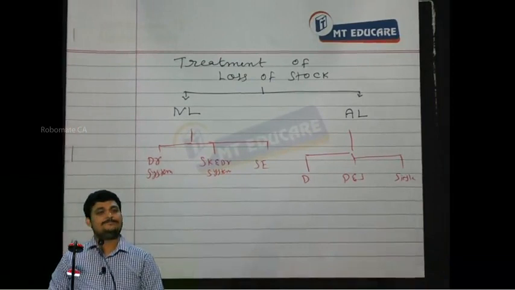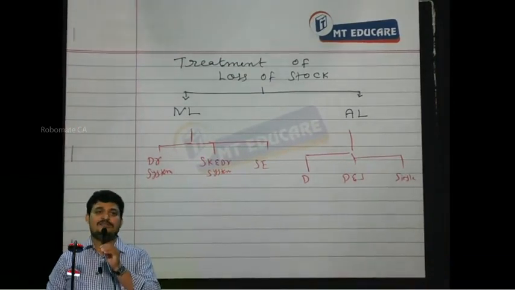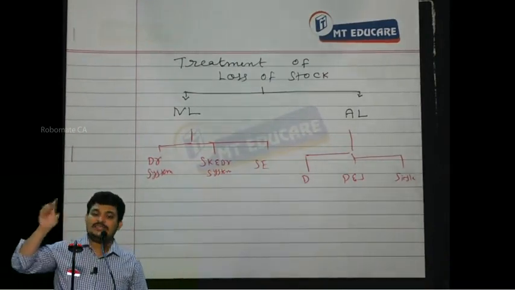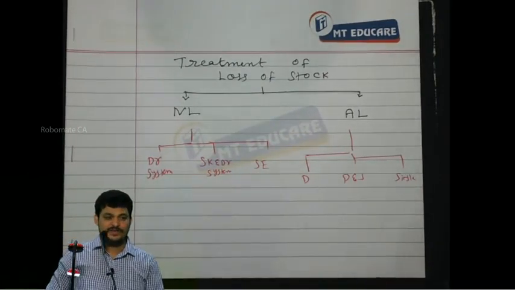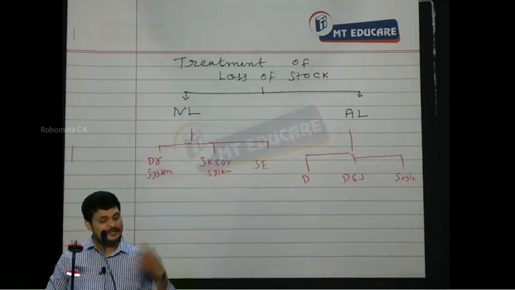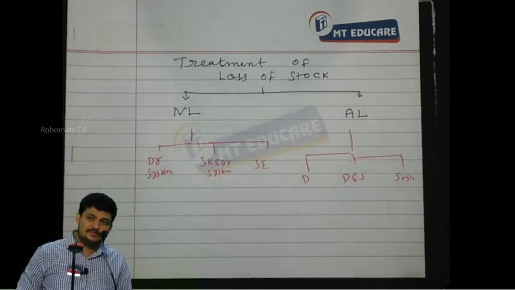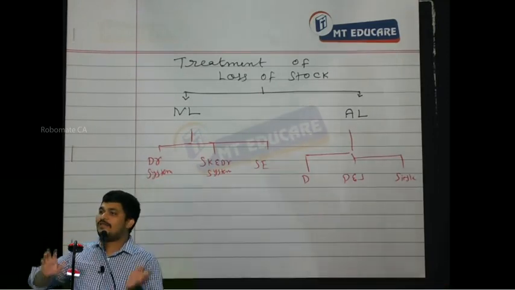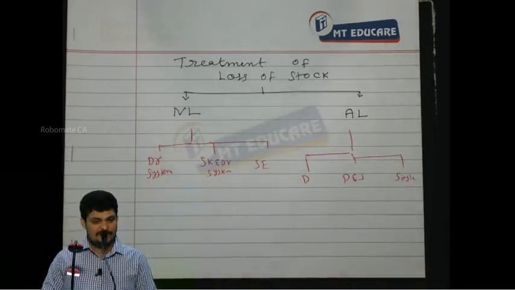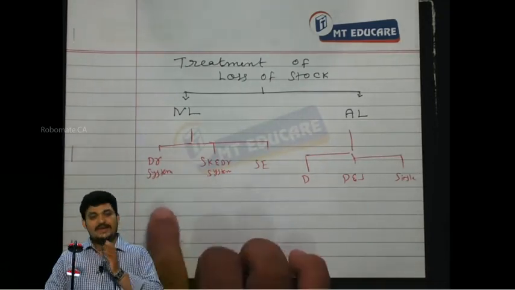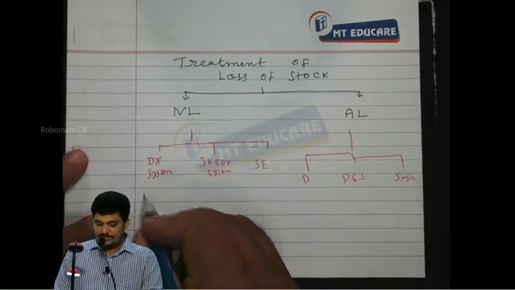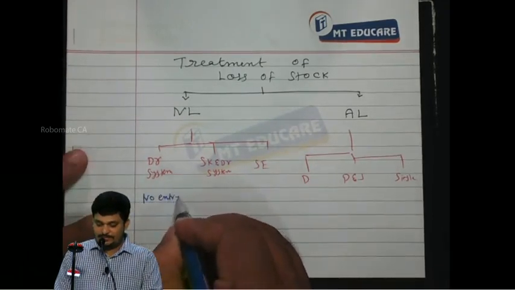Please listen, friends. We want the normal loss to be a direct charge against gross profit. It is a trading event only, normal loss, correct? Because a loss arising at the time of purchase or manufacture is only a trading event. So we don't want that loss to appear in any other place, only as a charge against gross profit, correct? Now listen. Under debtors system, no entry will be required.